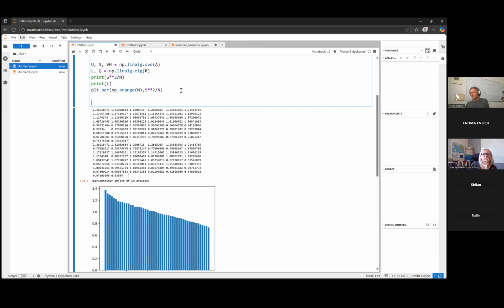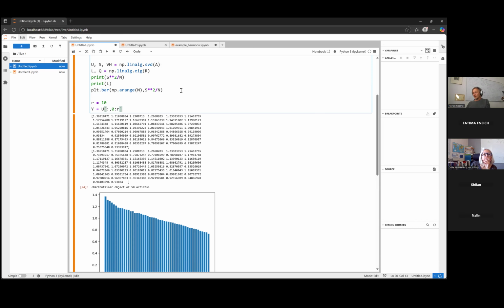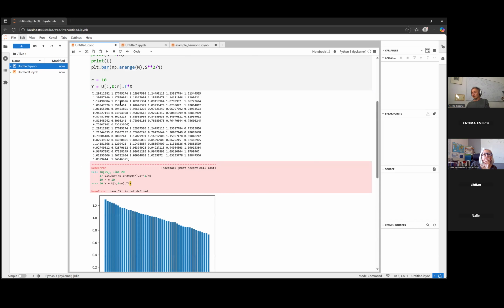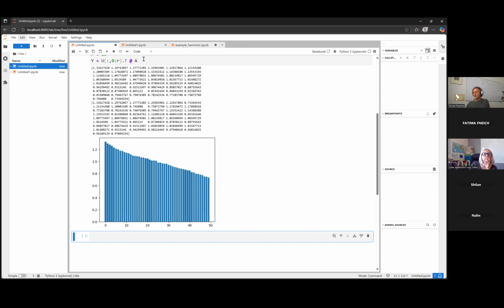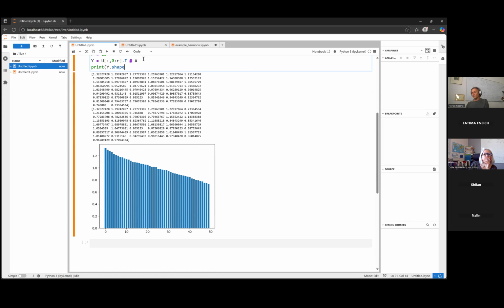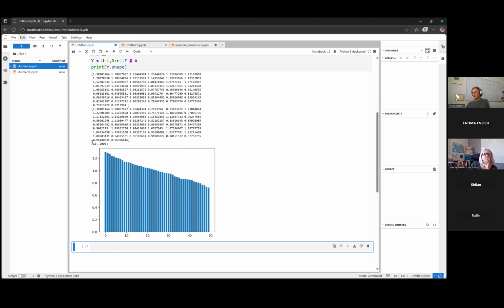And now if you were to choose a rank, you could basically say, okay, now my compressed data is just, I take U, let's say first, I don't know, R columns, for some R, let's say 10, transpose times A. Matrix multiplication is the add operator. I keep writing that. I didn't call it X, I called it A. There we go. And now we've reduced the size. So now Y has size 10 by 2000 compared to the original data, which was 50 by 2000. So in this case, it would be a compression of factor 5.